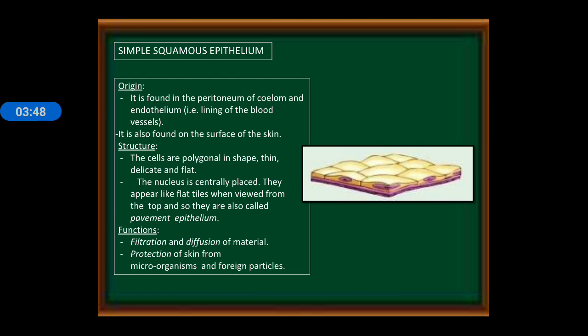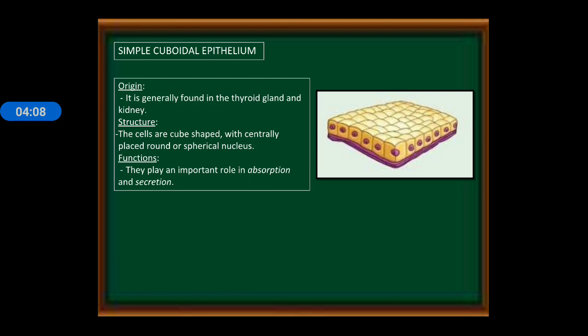Simple squamous epithelium is mainly found in the peritoneum, and it is also found on the surface of skin. As we know it is present on the surface of skin, the main function is protection of skin from microorganisms and foreign particles. Simple cuboidal epithelium cells, as the name indicates, are of cube shape, and they are mainly present in thyroid gland and kidney, and their function is absorption and secretion.